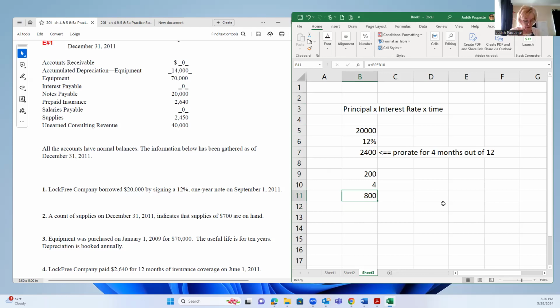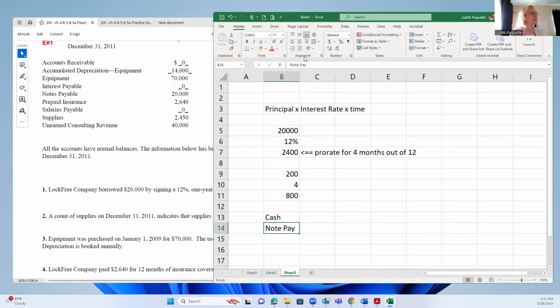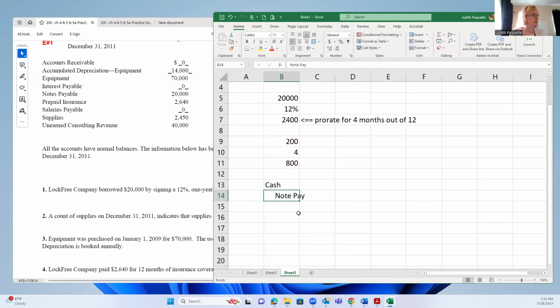Are you worried because interest payable is on the list, but interest expense is not on the list? The original entry would have been cash, note payable, right? But that would have been done already. We don't need to do it again. So now we're just saying, how much interest do we owe at the end of the year?